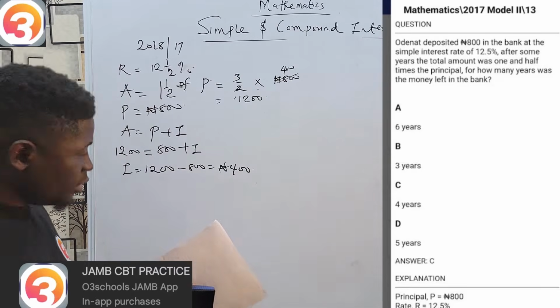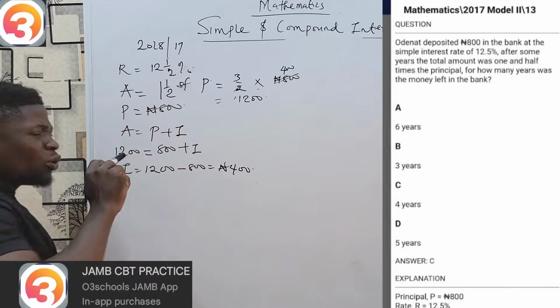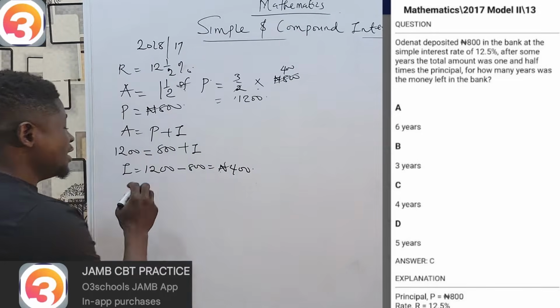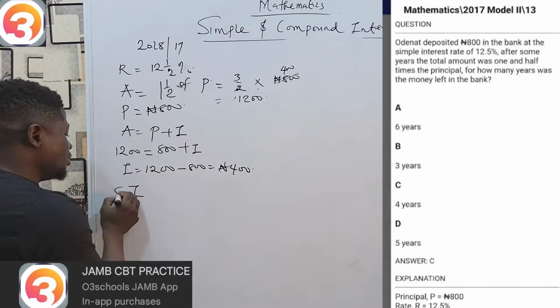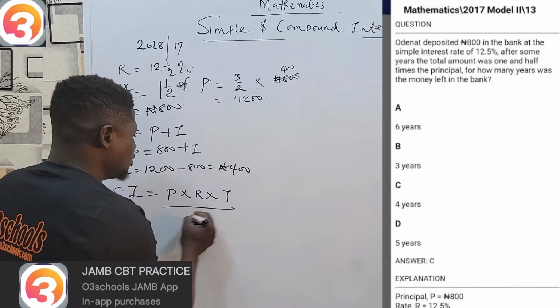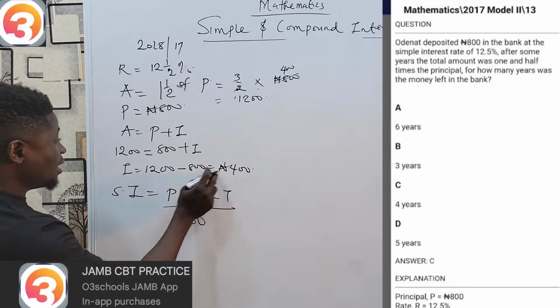Because we already know the interest, we know the rate, right? We are looking for the time. Then we can now use our formula for simple interest to find the number of years. We know that our simple interest is principal times the rate times the time over 100, right?